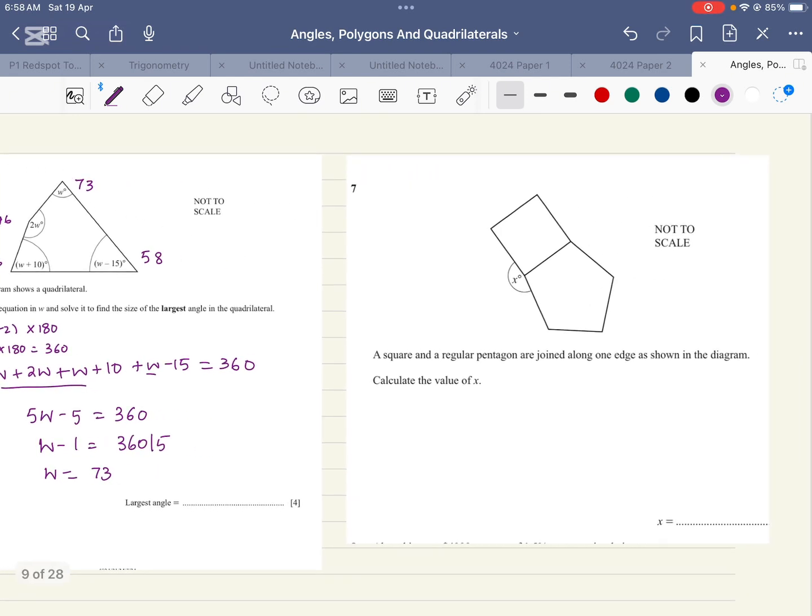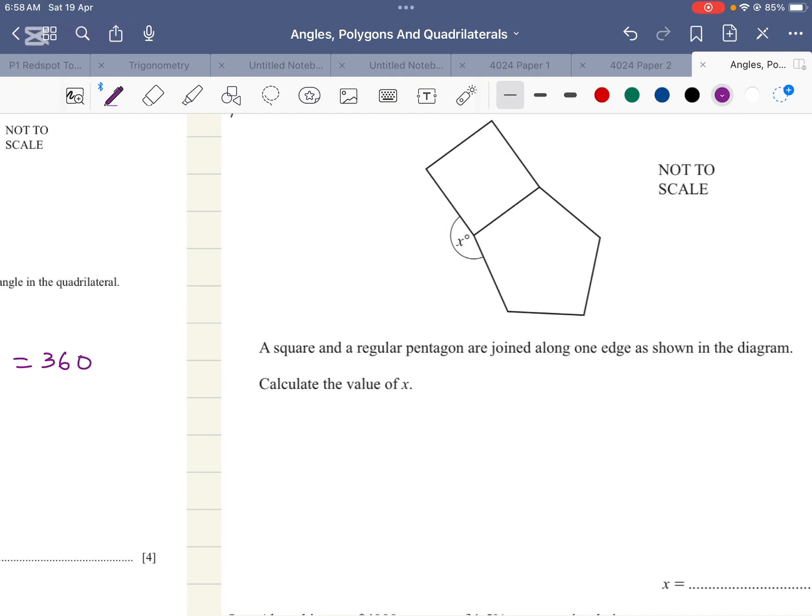Next question. A square and a regular polygon are joined along one edge as shown in the diagram. Calculate the value of x. So first I am going to draw a line and divide this angle x into 90 and A. Why 90? Because the interior angle of a square is 90, so the exterior angle will also be 90.